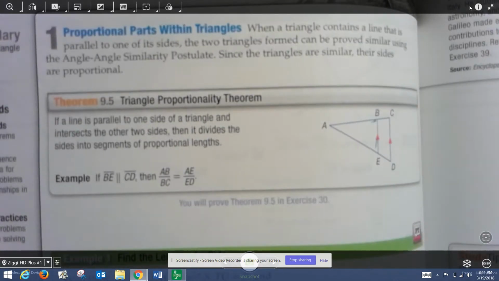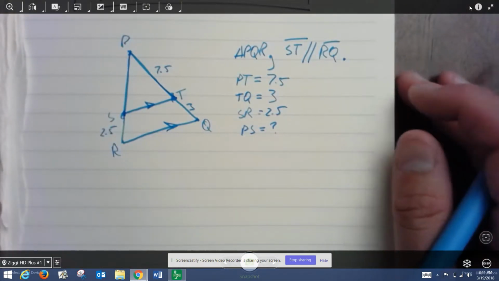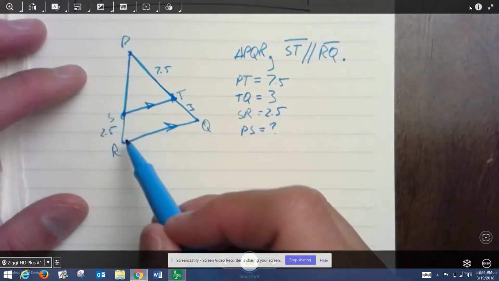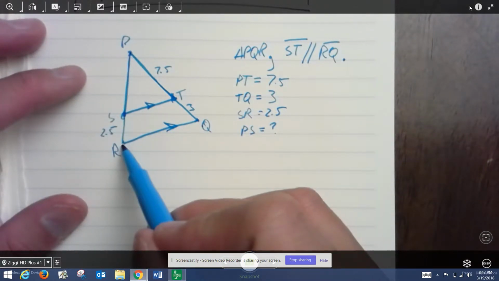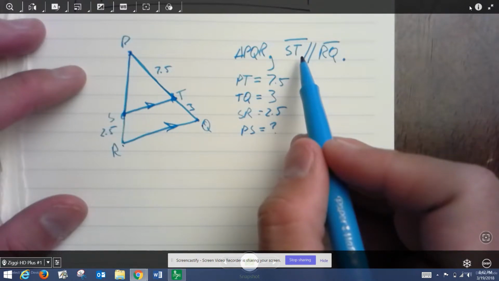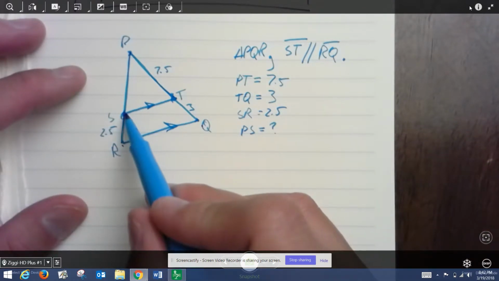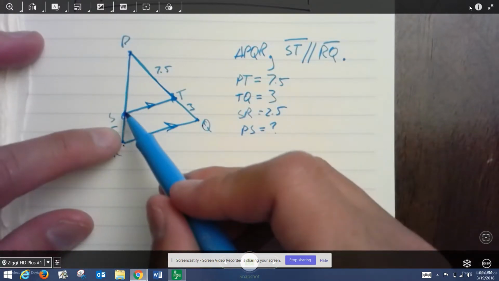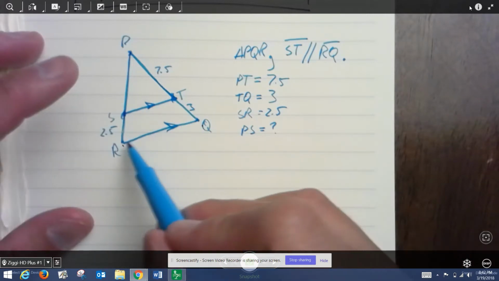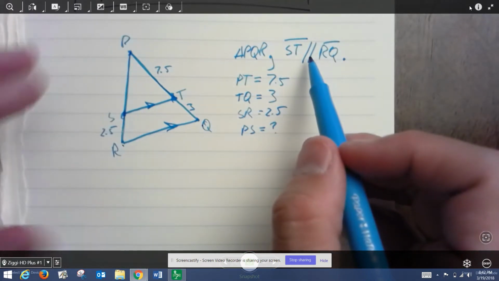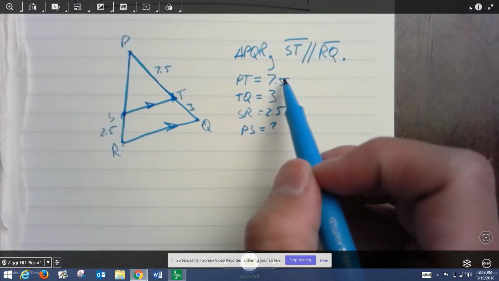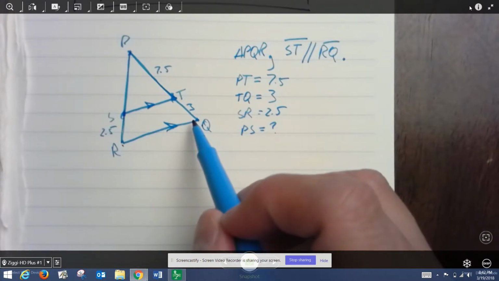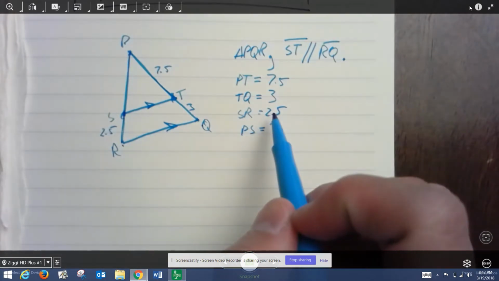So what is this going to look like in a problem? Let's take a look at this example here. Go ahead and draw this triangle really quick. I have triangle PQR, and I specify that there's a line that touches both sides of this triangle and forms a parallel line ST. So ST is parallel to RQ, as indicated in the statement. And I gave you the side lengths. PT is 7.5, TQ is 3, SR is 2.5, as stated here. PS is what we don't know.